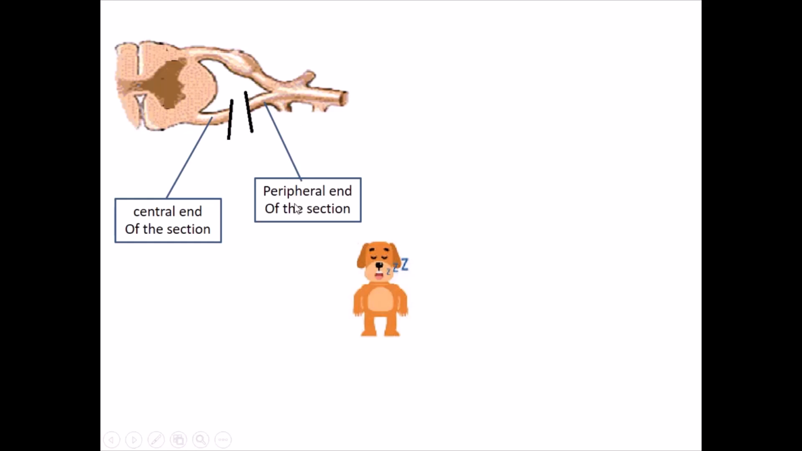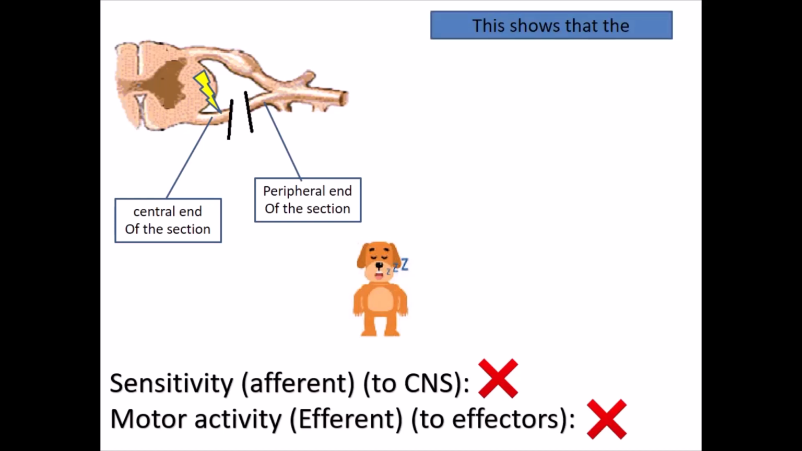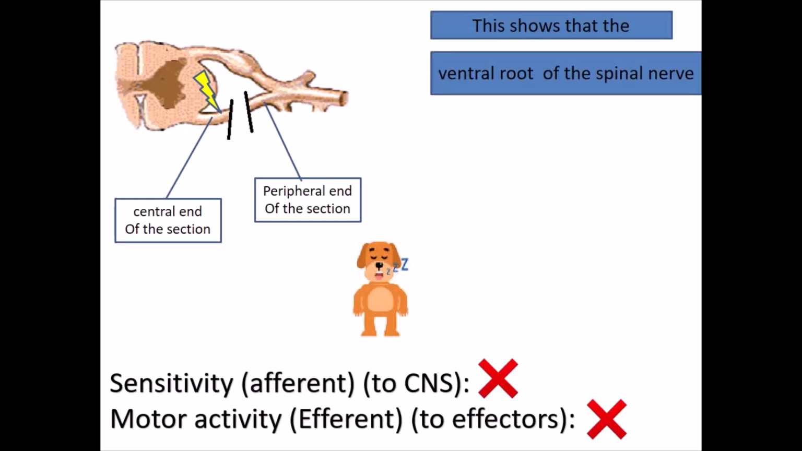So let's see what we have here. Let's start. So we apply a stimulation at the central end here. Notice that the way to the spinal cord is still open here. However, it cannot go anywhere at this side because it's sectioned. So what was the reaction? Nothing at all. No movement and no sensitivity. So this shows that the ventral root of the spinal nerve, pause the video.